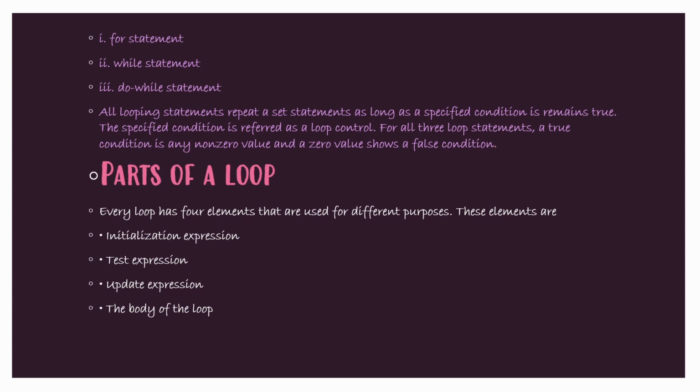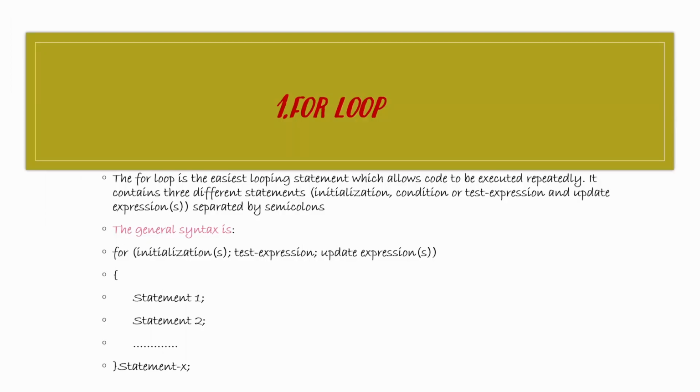Initialization expression means we give an initial value to the variable, and then we test the expression. Update means the value given in the initialization expression will be updated. And then the body of the loop means the statements that we give under the condition. So the first one is the for loop.